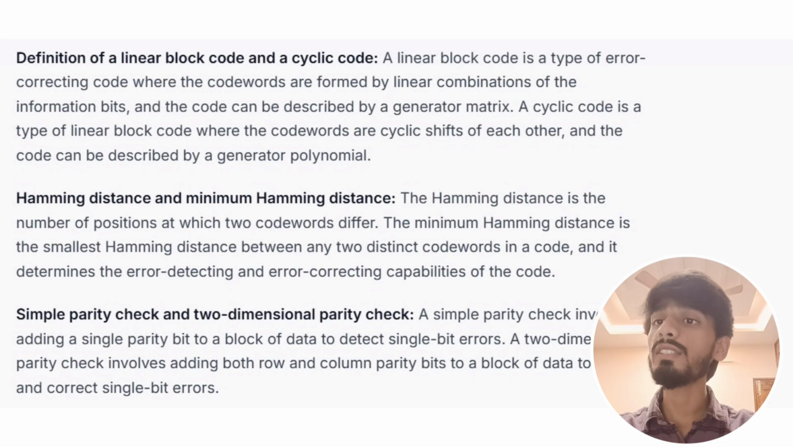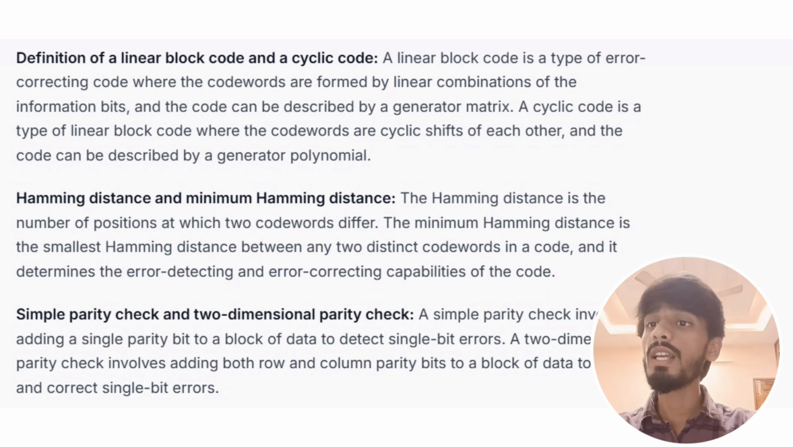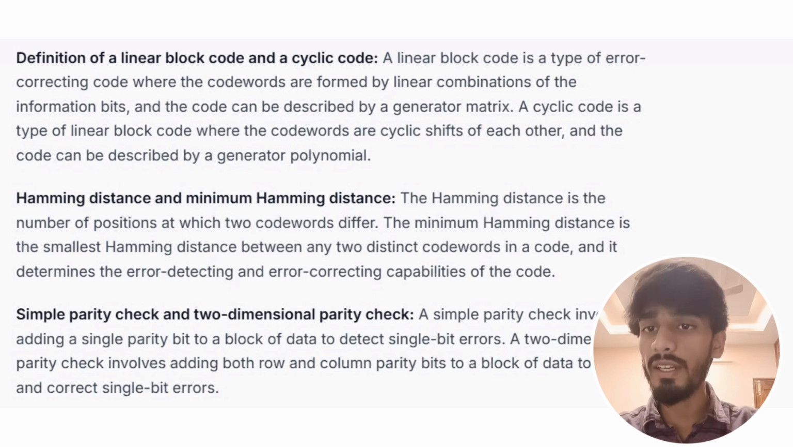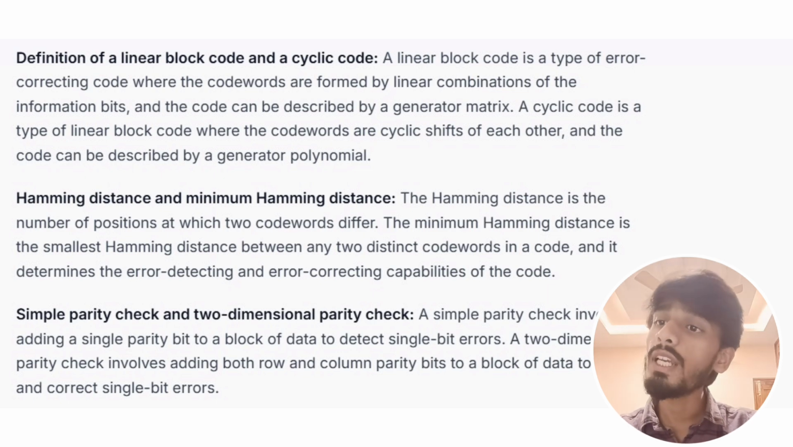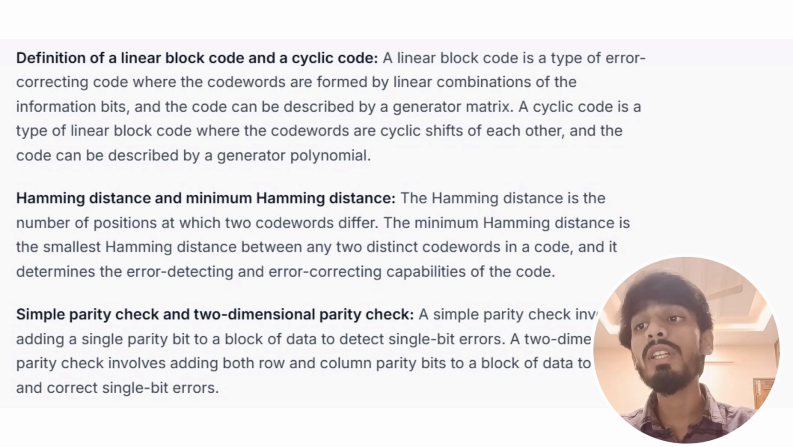Next, let us define linear block code and cyclic block code. A linear block code is a type of error correcting code where the code words are formed by linear combination of the information bits, and the code can be described by a generator matrix. A cyclic code is a type of linear block code where the code words are cyclic shifts of each other, and the code can be described by a generator polynomial.